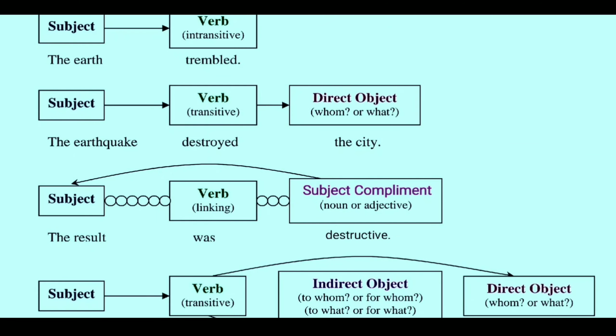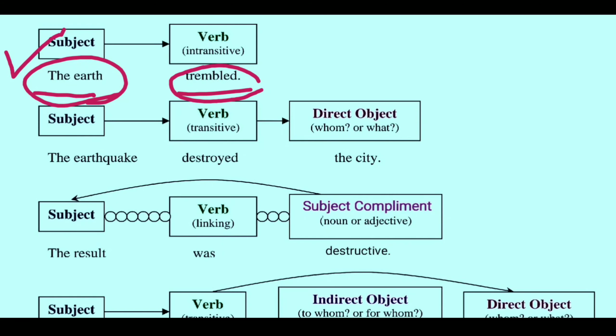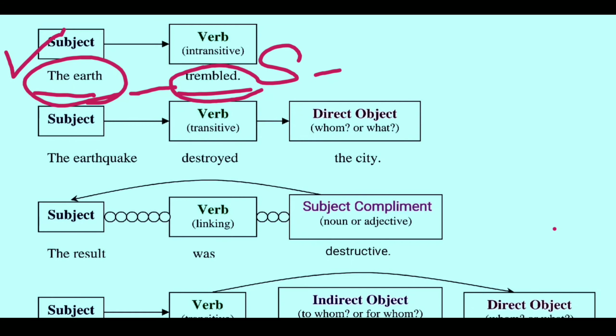This diagram will help us to understand clearly the 5 basic sentence patterns in English. Let's begin with the first one, and it is subject plus verb, the two most important elements in a sentence in English. And look at this example. The earth trembled. The earth, subject; trembled is a verb. It means shook or shivered. So the sentence is the earth trembled, and here subject plus verb is there.